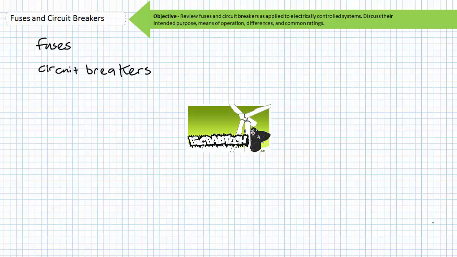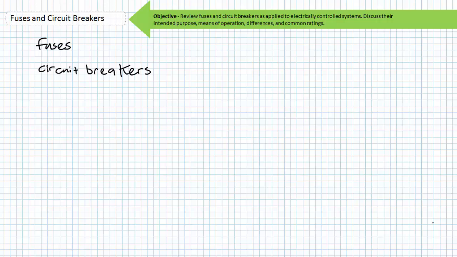This lecture is largely a review of the material discussed in the Circuit Protection Devices lecture from way back in the Basic Electronics 1 DC Circuit Analysis playlist. If you haven't watched this lecture yet, or only dimly recall its contents, please take the time to do so now. This lecture's intention is to zero in on two of these devices, fuses and circuit breakers, and discuss the application of these devices to electrically controlled systems.